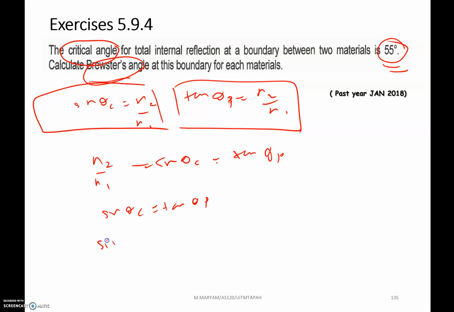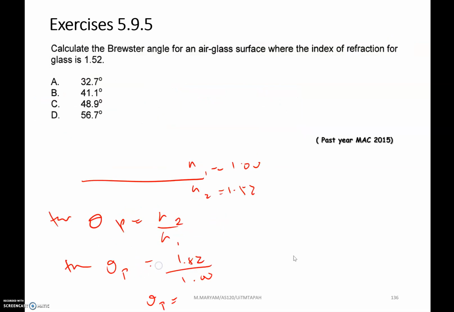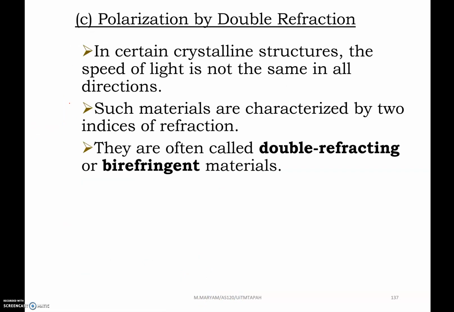I'll put in my critical angle here so that I can find my theta. Therefore, 1.52 divided by 1. Don't forget your shift tangent. You will get 56.7 degrees. So your answer should be D.